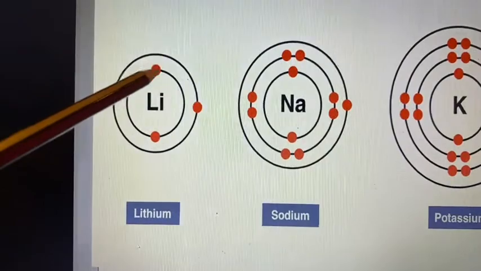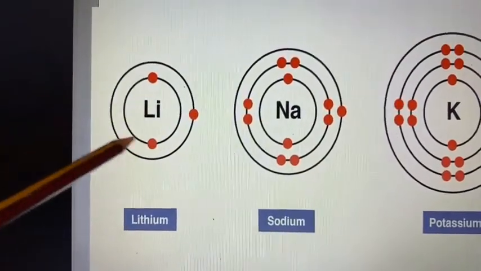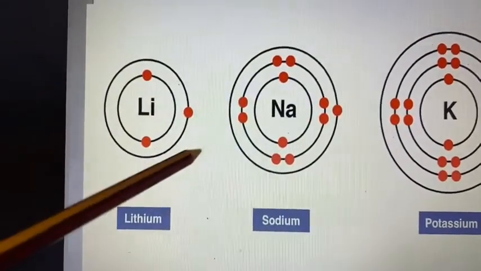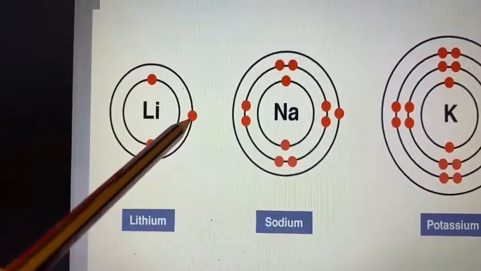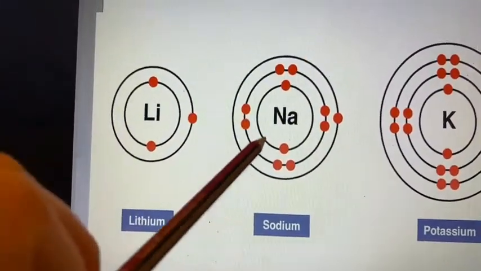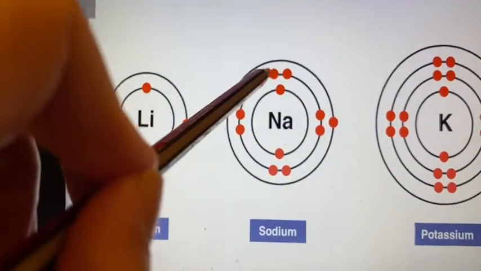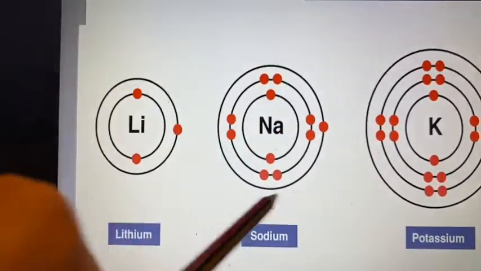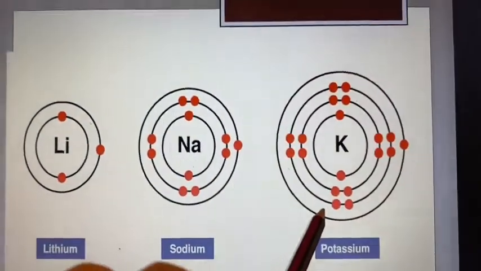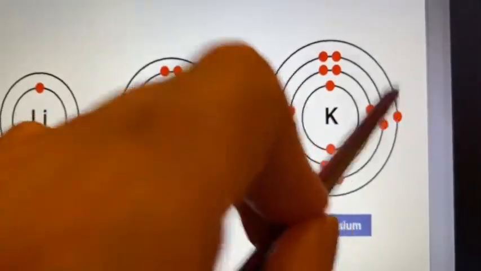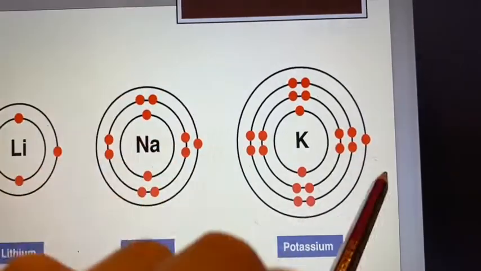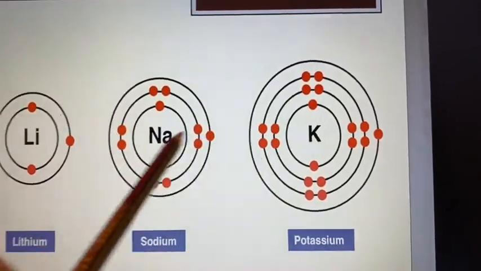distribute the electrons, lithium has 3 electrons. If we distribute the electrons of lithium, we will find that the outer shell, or the outer orbit, has 1 electron. Going to sodium, it has 11 electrons. So first shell, 2 electrons, second shell 8 electrons, and the last shell 1 electron. Going to potassium, as you can see, it has how many electrons in the outer shell? It has 1 electron in the outer shell.